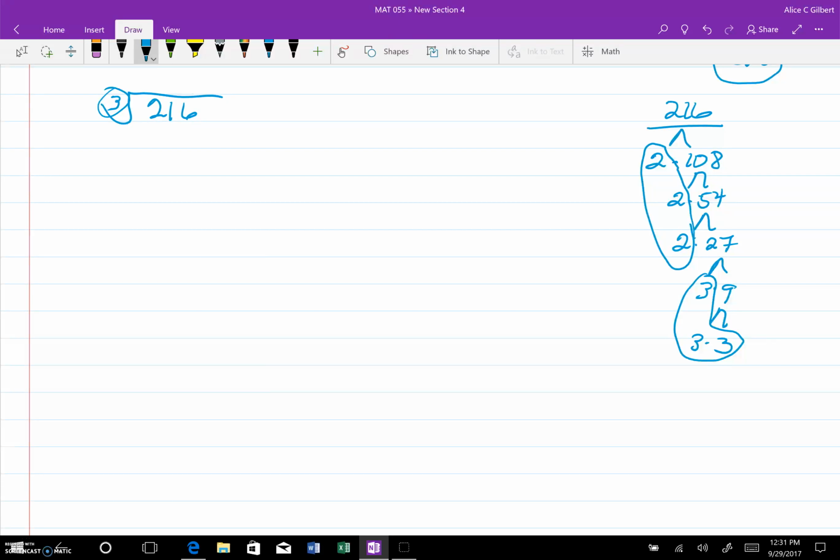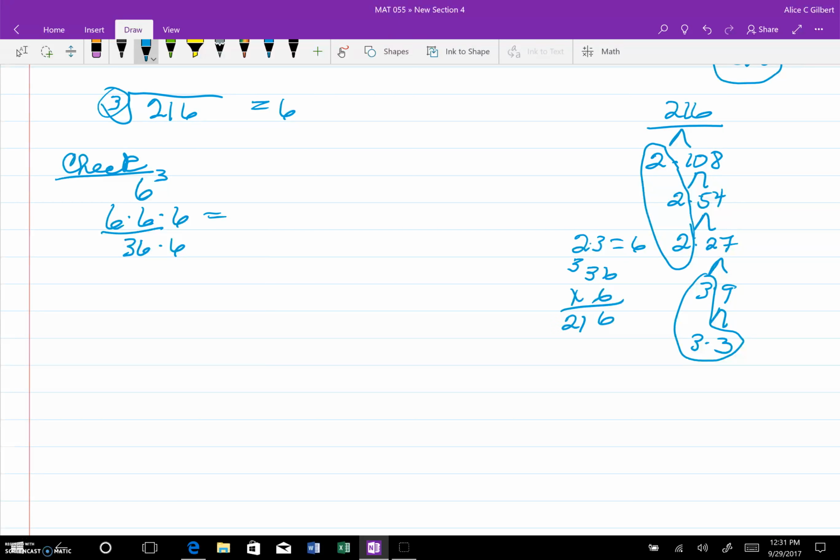Look at that, an even root. So 2 times 3 is 6. So 6. Let's check. That would be 6 to the third, so that's 6 times 6 times 6. 6 times 6 is 36. 36 times 6 is 216. It works.